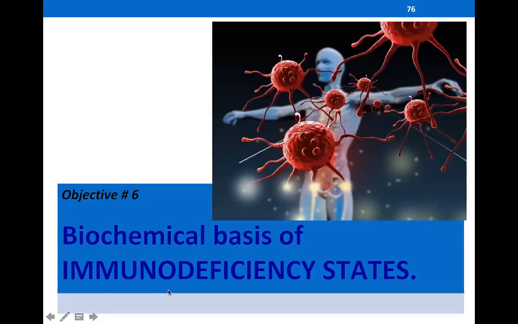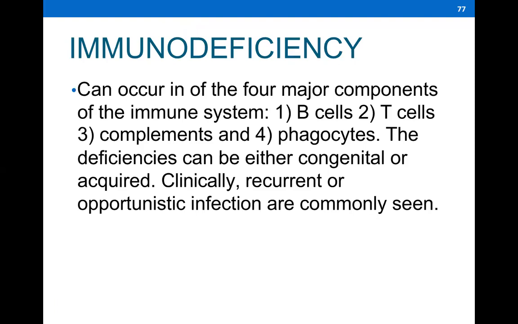Okay, I think this will be the last topic. What's the biochemical basis of immunodeficiency states as we are talking immunochemistry? Immunodeficiency can occur in any of the 4 major components, like the B cell, your T cells, or sometimes both B and T cells, your complements, and your phagocytes. So these deficiencies can be either congenital or acquired.